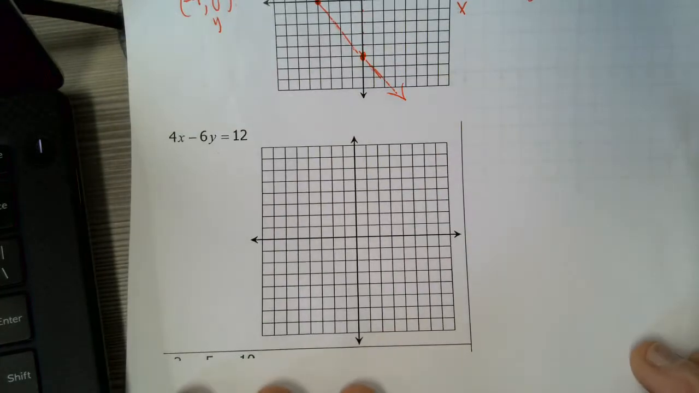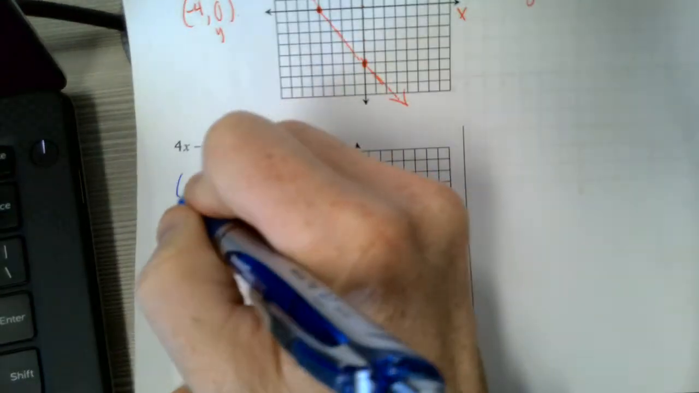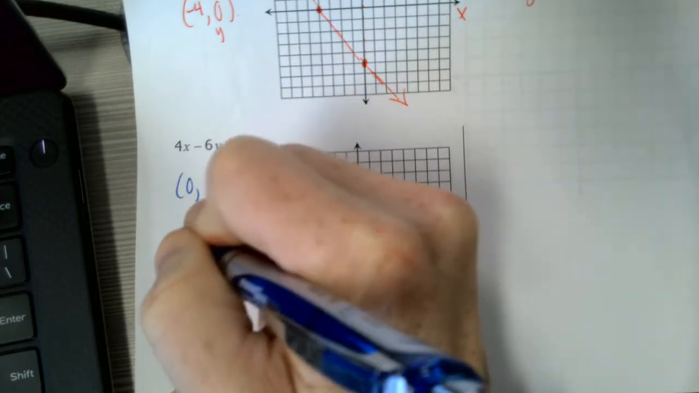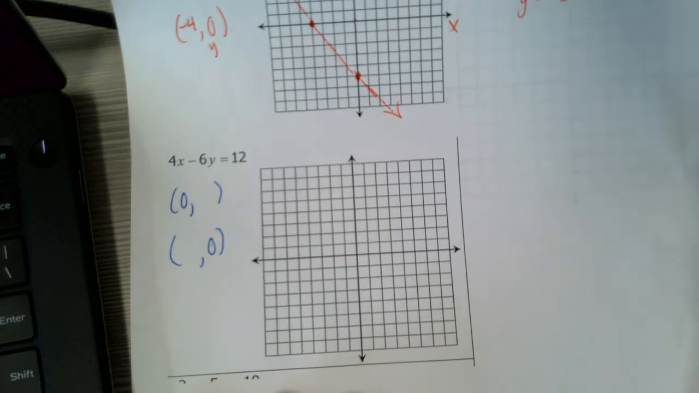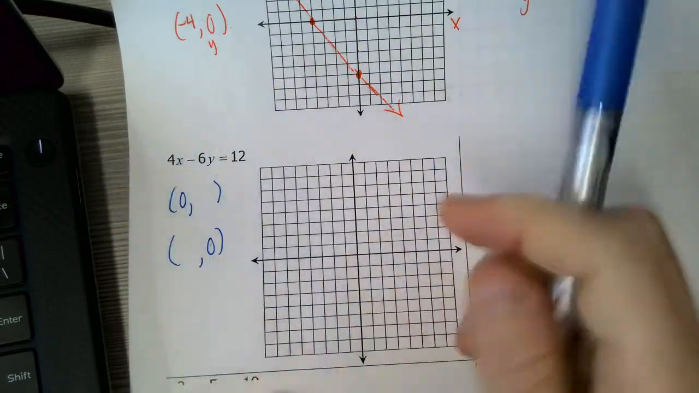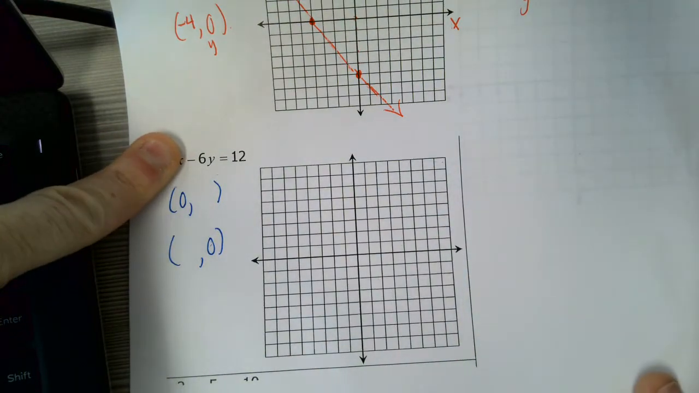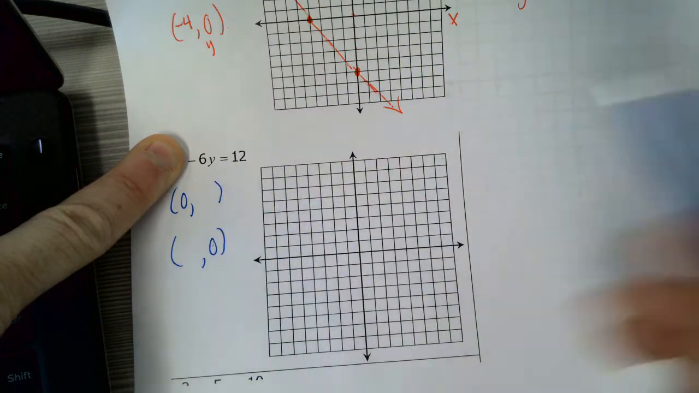This only works when it's in what form? Standard form. Okay, this little guy. When x is 0, what is y? When y is 0, what is x? We're looking for our intercept. So let's cover. If x is 0, that whole thing has to be 0. So we have negative 6 times what equals 12?